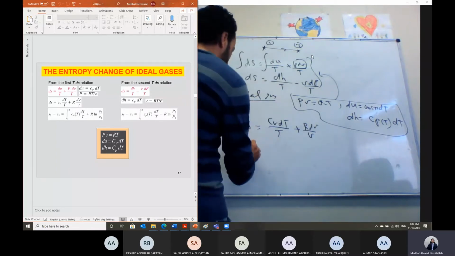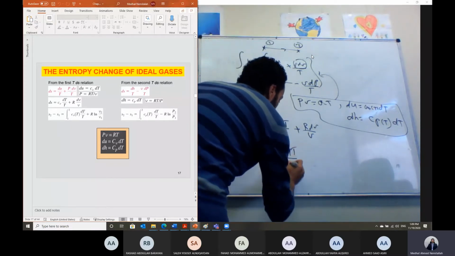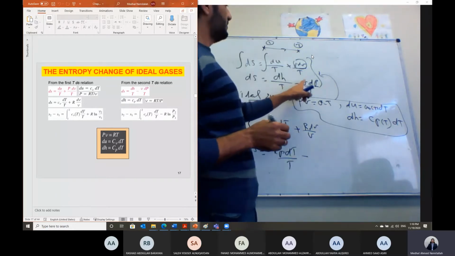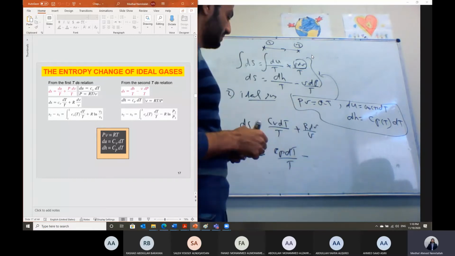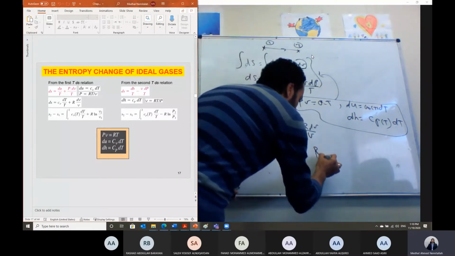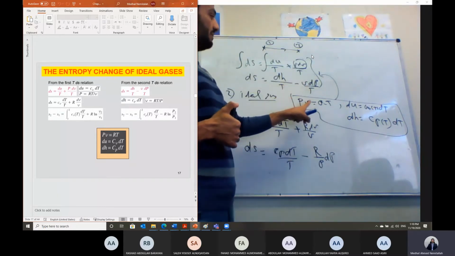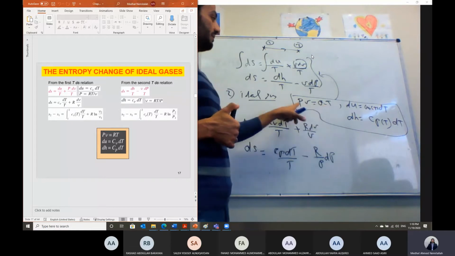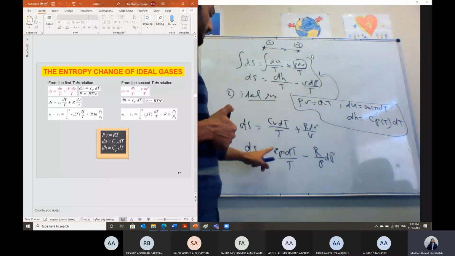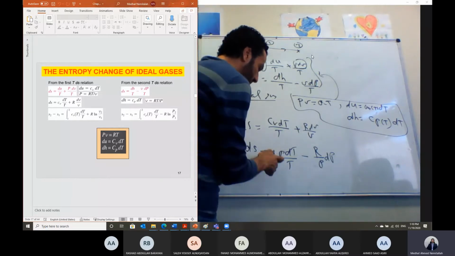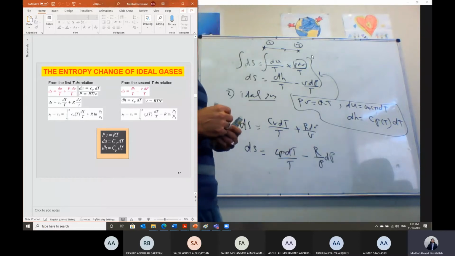And for the second relation, delta S will equal delta h, which is Cp dT divided by T, minus v divided by T dP. When we divide v by T, it will equal what? R divided by P. So I replace the v over T by R divided by P and substitute it in this equation. So delta S will equal Cp dT divided by T minus R over P multiplied by dP.